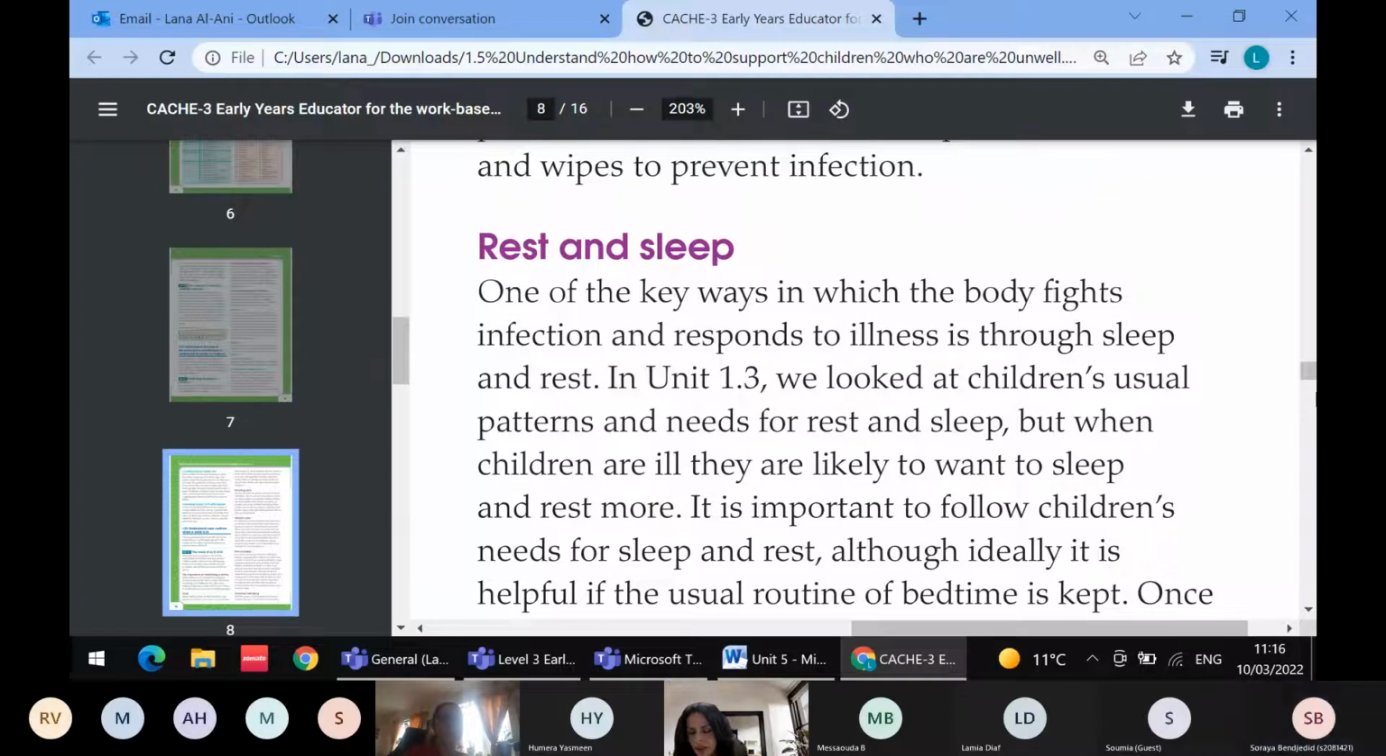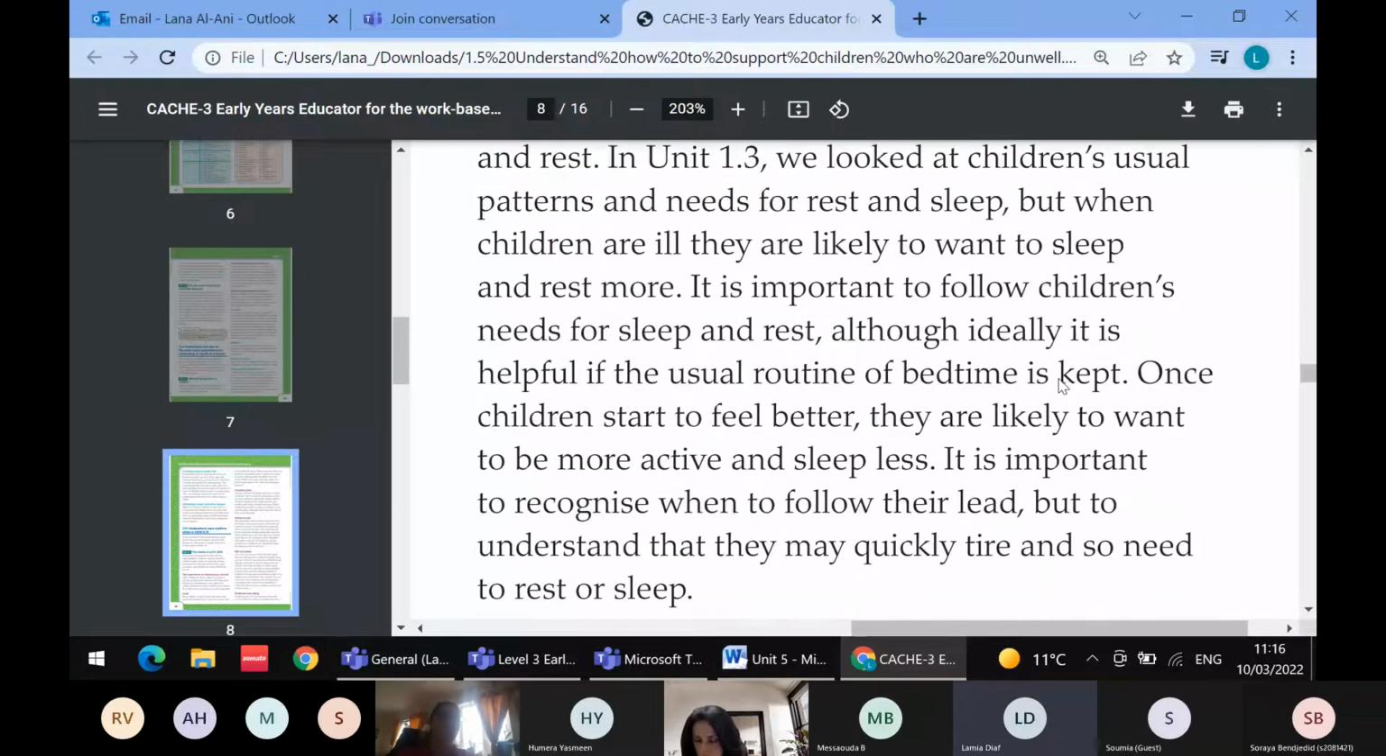Because if the child is ill, they want more sleeping. They need to go to bed longer. So it is important to follow the child's need for sleep and rest and give them more time than the usual bedtime routine. But just keep an eye if the child exaggerates and sleeps longer than usual. That is not good for him. Excellent, very good.